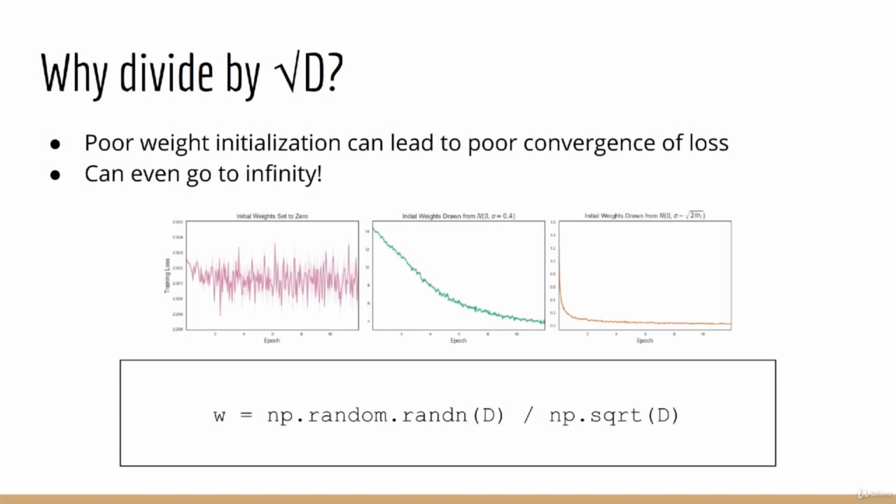In this lecture, we are going to answer a common question I get, which is, why do we divide by the square root of input dimensionality when we initialize the model parameters? So, as you may or may not know, poor weight initializations can lead to poor convergence of your loss per iteration. Sometimes your loss might even explode to infinity.